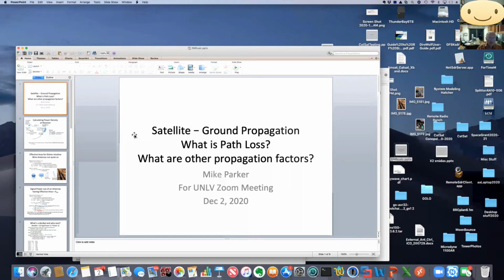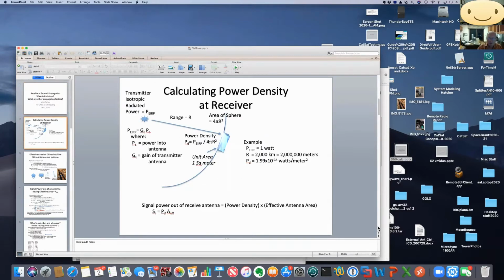Okay, so I'm here to talk about satellite to ground propagation, what is path loss, and what are some of the other propagation factors you need to consider. Path loss was always very confusing to me when people would say there's path loss and then give me the equation. I'd say, where in the hell did that equation come from? So finally, I figured it out all by myself, and this is my version of path loss.